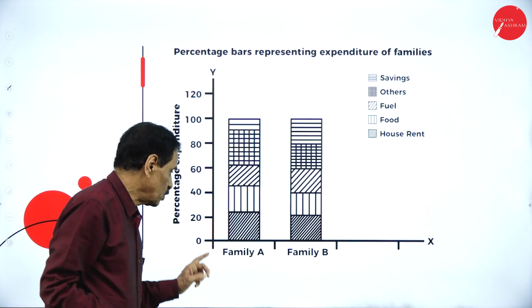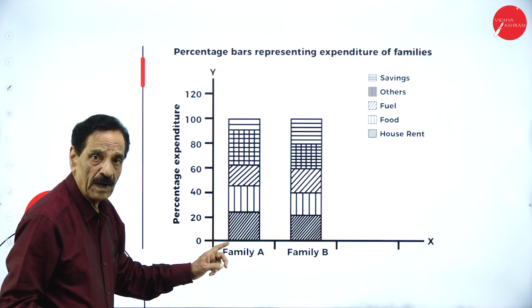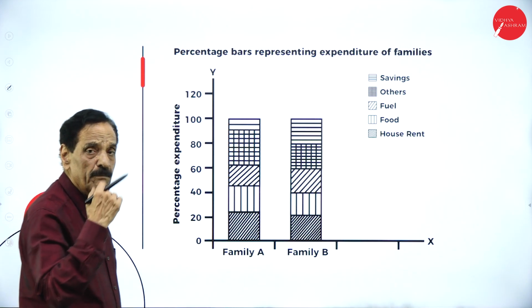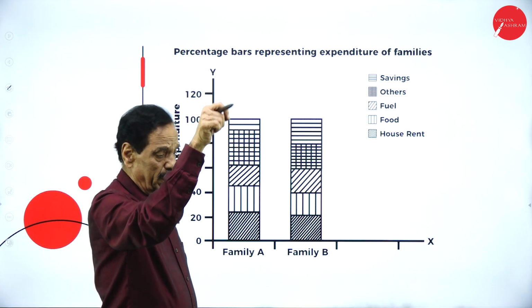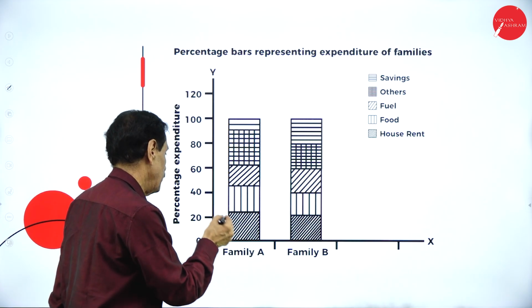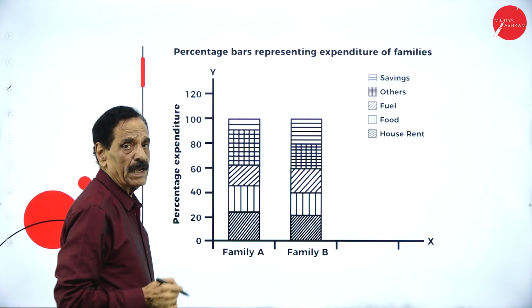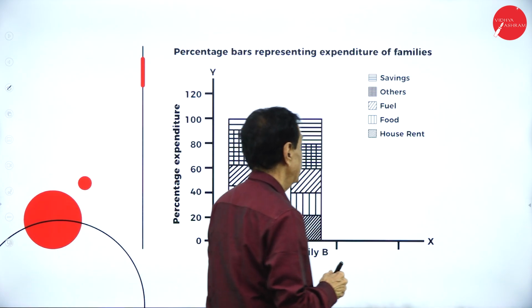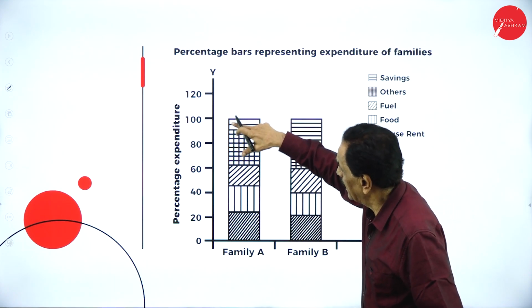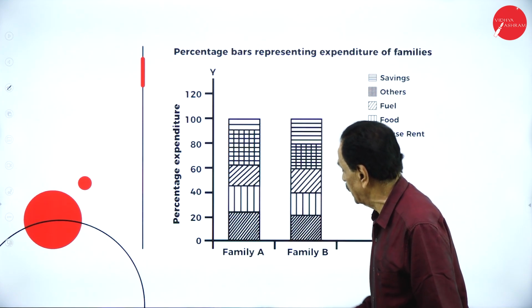So one goes to family A, one goes to family B. You have to make the expenditure divided by total income into 100, cumulative, one for family A, one for family B. Hope you understand. Okay, it is the representation. Totally 100. It is a percentage of expenditure.